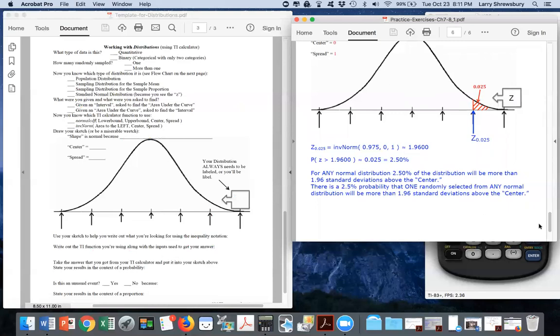The other one is, well, there's a 2.5% probability that one randomly selected from any normal distribution will be more than 1.96 standard deviations above the center. Or if we were talking about one randomly selected sample mean, being more than 1.96 standard errors above the center.